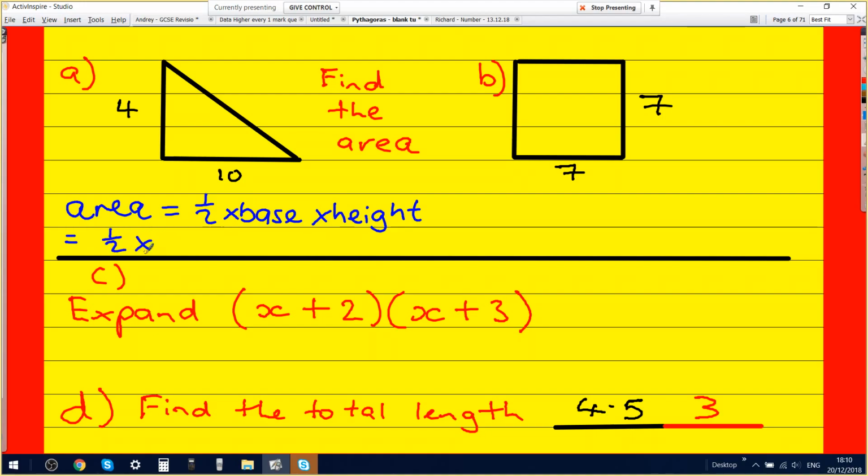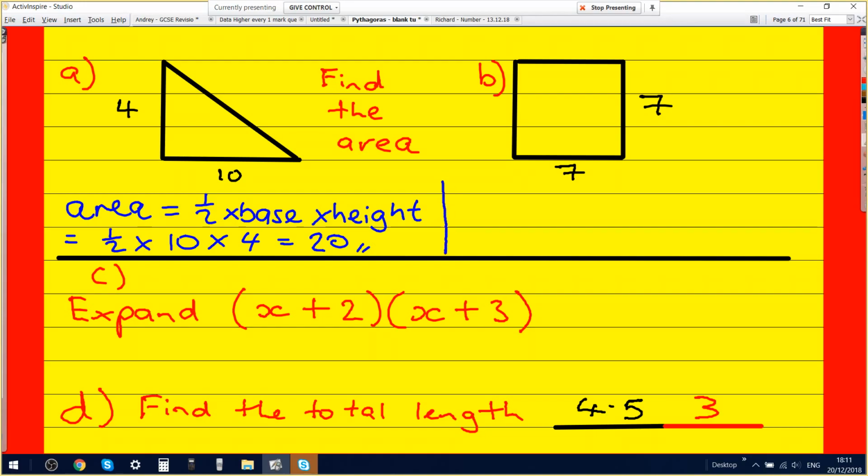So it's a half times, what's the base? 10. And height? 4. And so, what is the answer? The area. I can do 10 times 4, that's 40. Times a half is the same as divide by 2. You just half it. 20. So the area is 20.